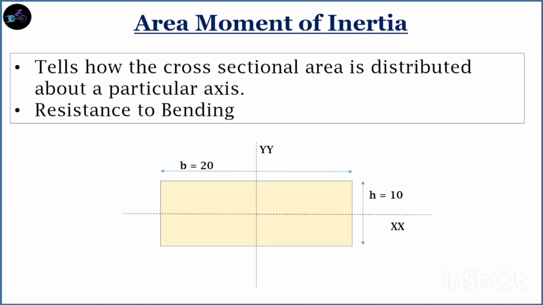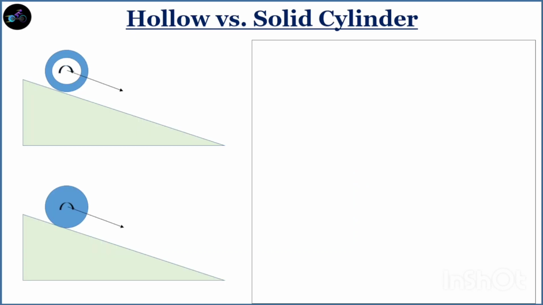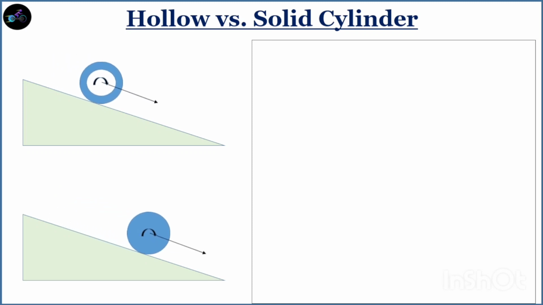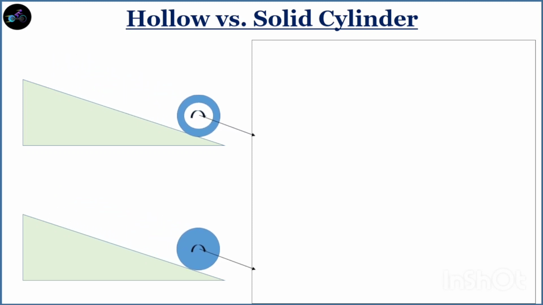All right. Let's go for a hypothetical situation where we are trying to roll two cylinders. One is a hollow one. The one in the top you are seeing is a hollow one. The one in the bottom you are seeing is a solid one. Given everything is same, which one do you think should win the race if we leave them at the same time? Think about it. It is actually counterintuitive, but actually the cylinder with the solid cross section will win the race.